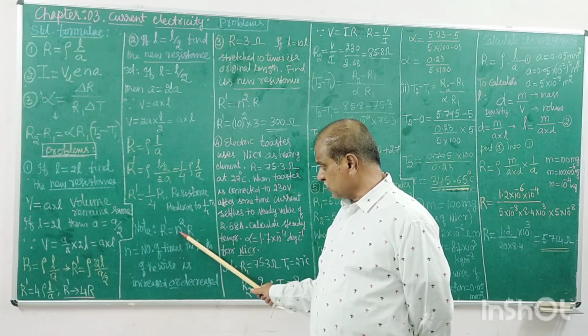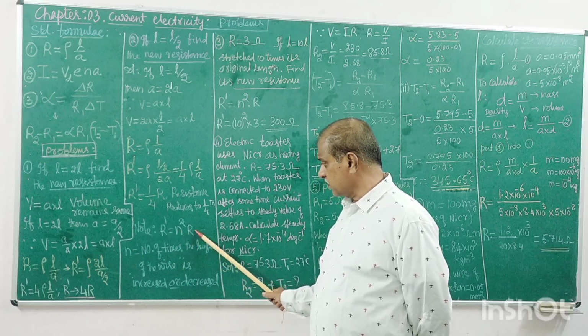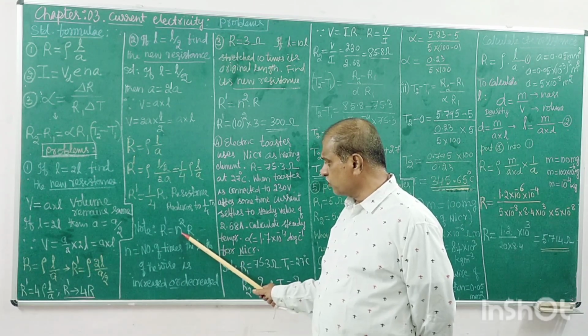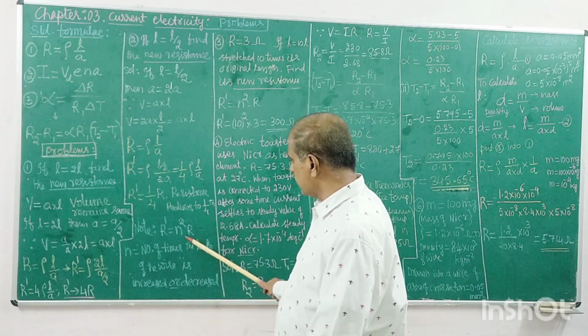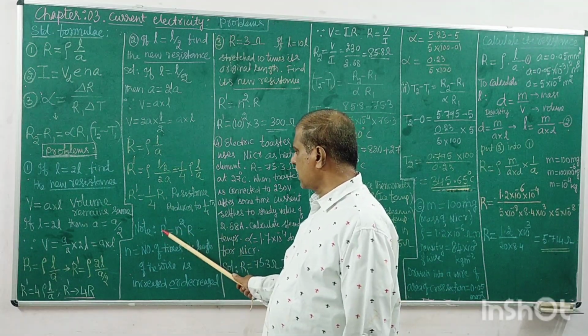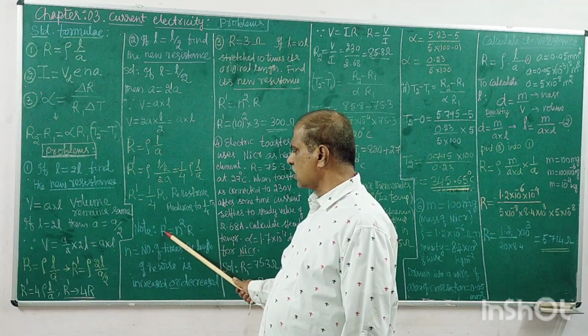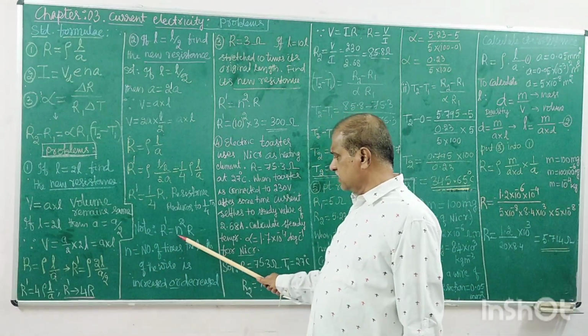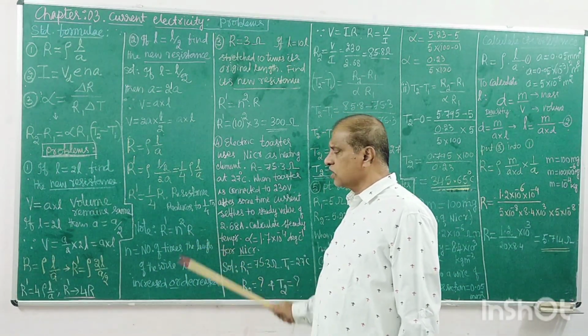Here it becomes n square. R dash equal to n square into R. You apply this. If it is 2, you get this. If it is 1 by 2, you get this. So like that, for any value of n, we can have the new resistance after the change. We get this resistance, n square R.